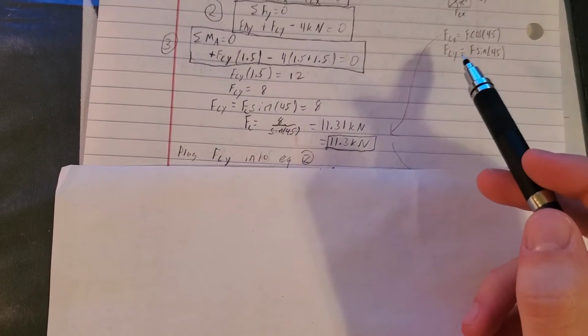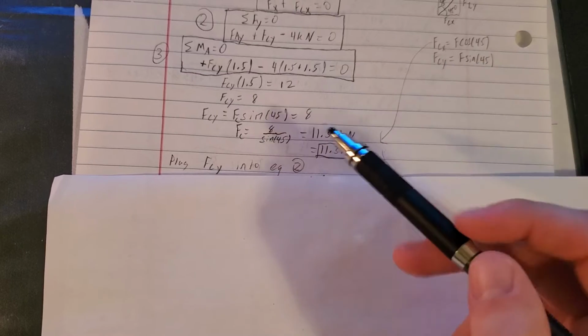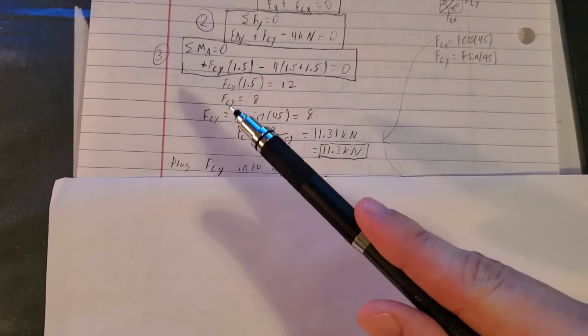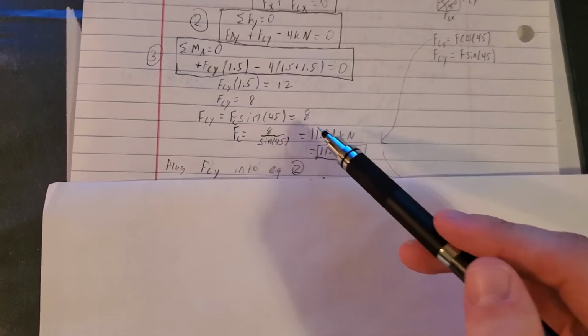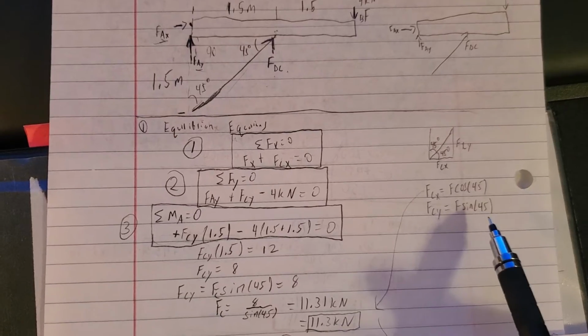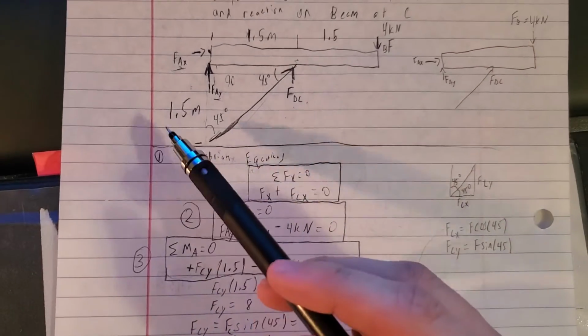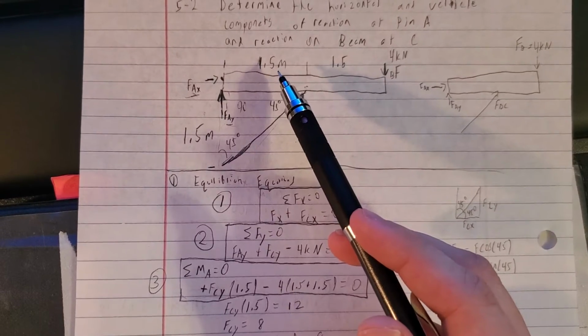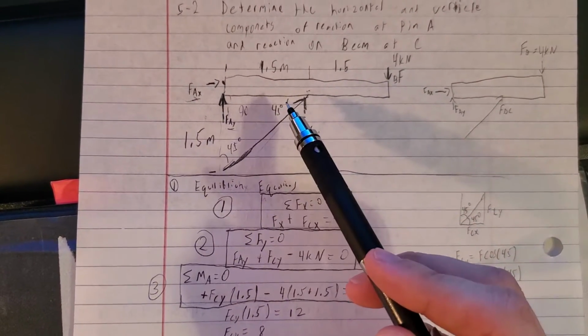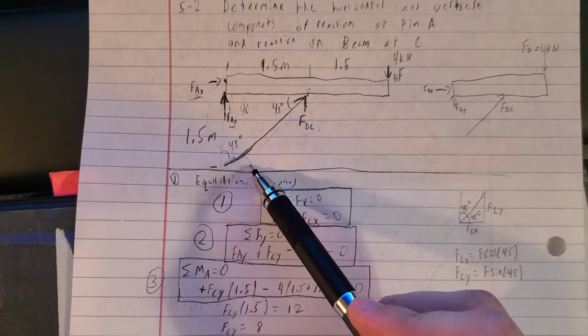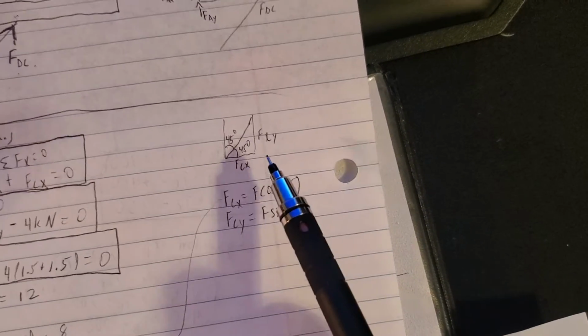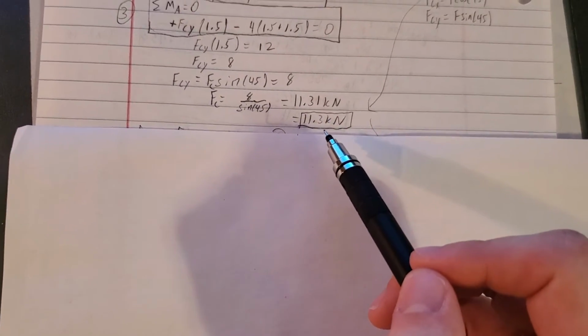And we take F sine 45 and plug it in for Fcy. So F sine 45 degrees equals 8 kilonewtons. If you're wondering where I got the 45 degrees angle from, it's because this is 1.5 meters and this is 1.5 meters. So that means that these two angles are the same, and this is a right angle right here. So this is the 45 degree angle. It could be right here. And here's the triangle. So that, and then I solve for my FC right here, and here's the value of FC.